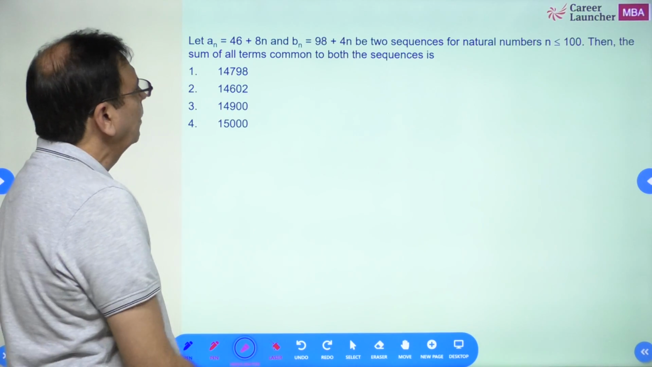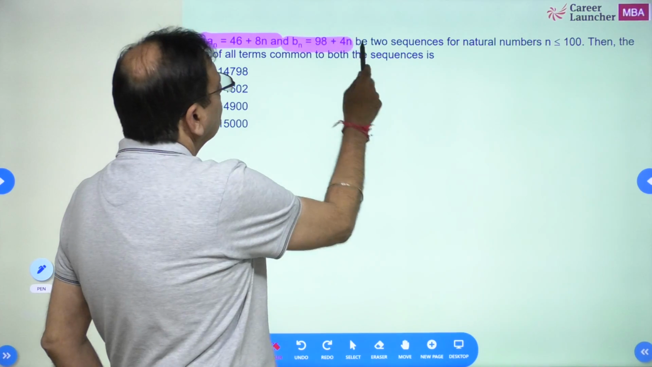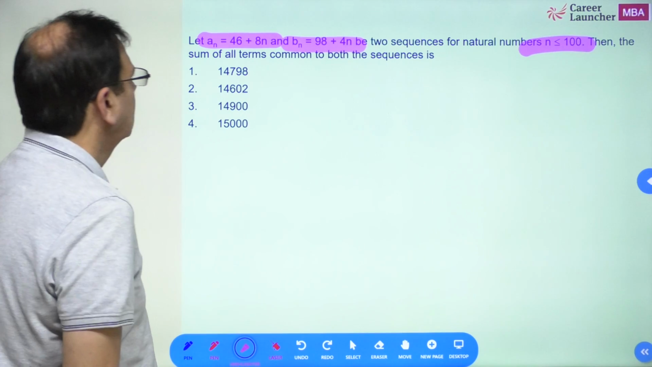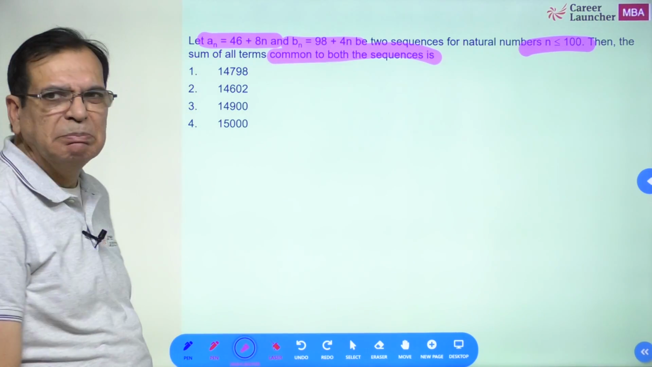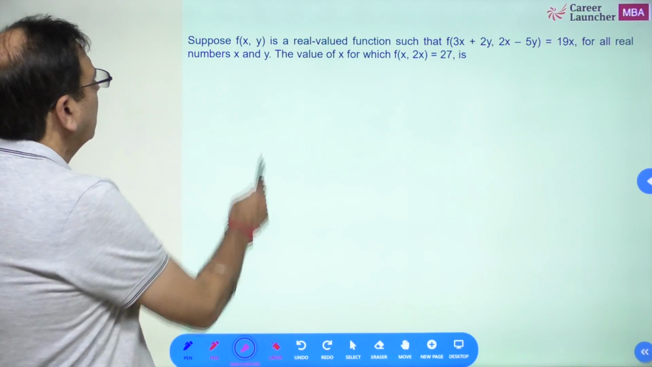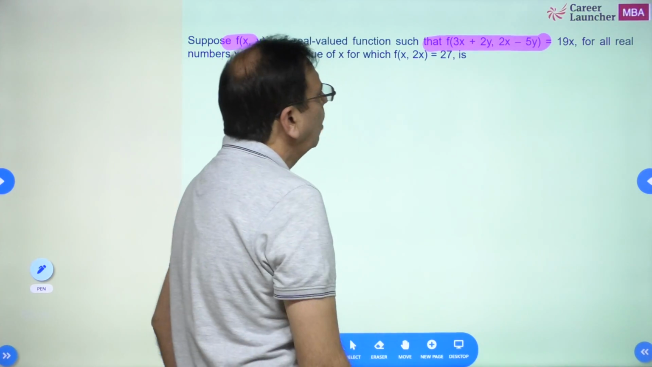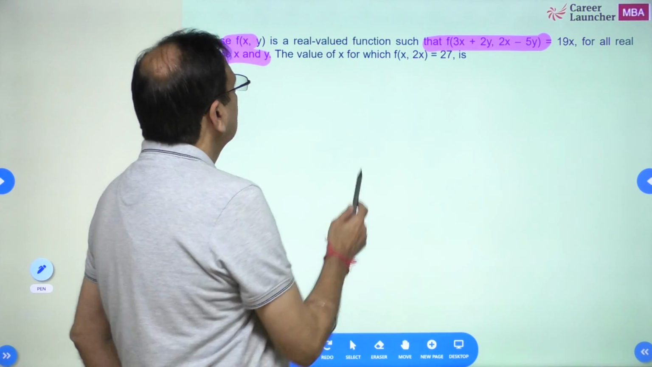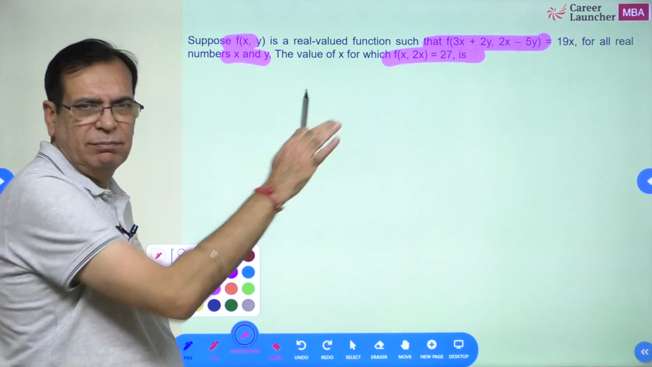Okay, question 21. Let a_n equal 46 plus 8n, b_n equal 98 plus 4n be two sequences for natural numbers n less than or equal to 100. Sum of all terms common to the sequence. I don't know what to do, leave it. Okay. Suppose f(x,y) is a real valued function such that f(3x plus 2y, 2x minus 5y) equals 19x for all real numbers x, y. The value of x for which this is 27 is how much? No idea. Okay, leave it.